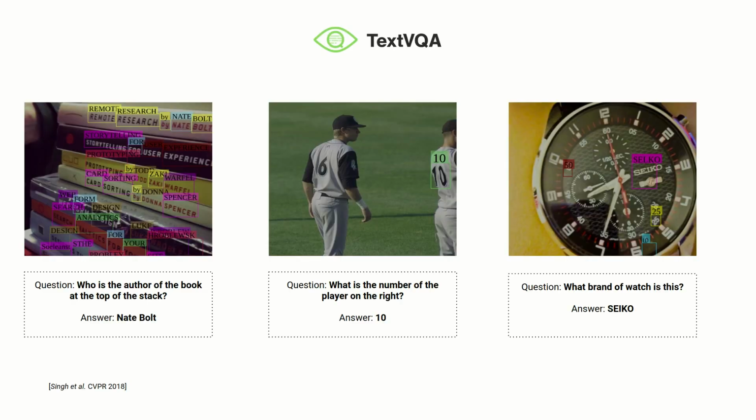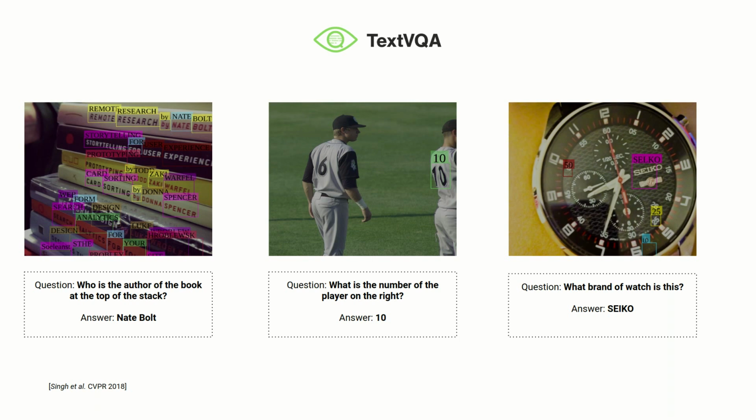We study the TextVQA task, which requires the VQA model to reason about the text present in an image to answer a question. For example, in the left image, to answer the question who is the author of the book at the top of the stack, the VQA model has to reason about three things. First, whether the question is about the text. Majority of the questions in the TextVQA dataset fall under this category.